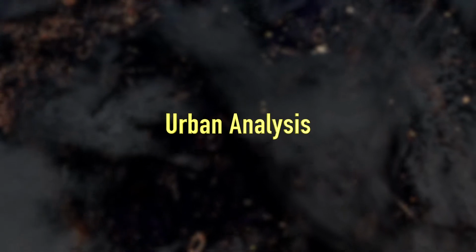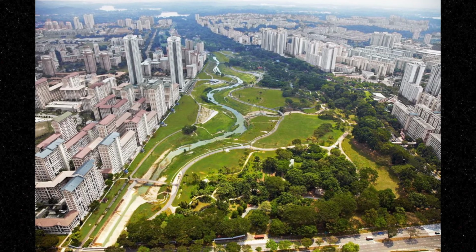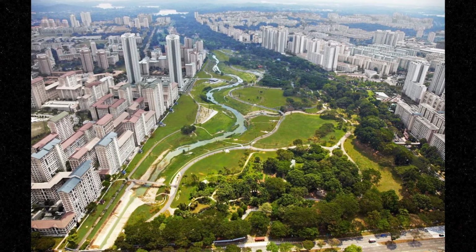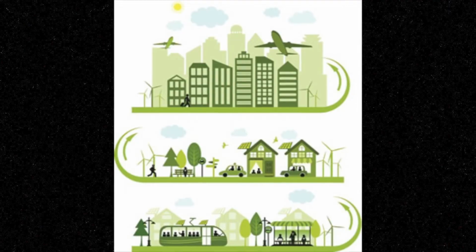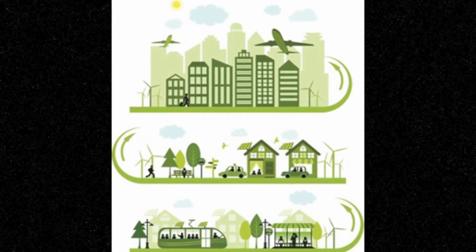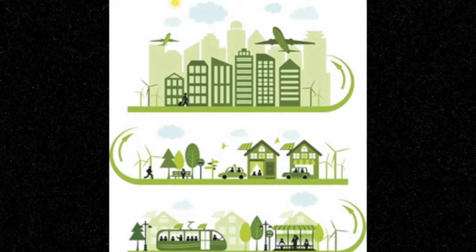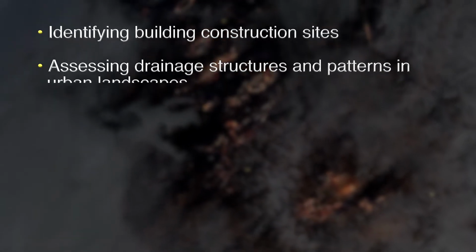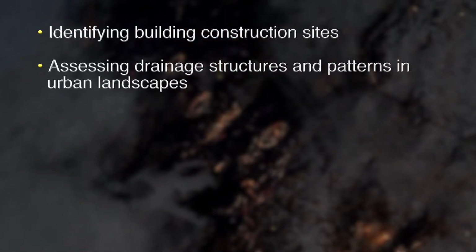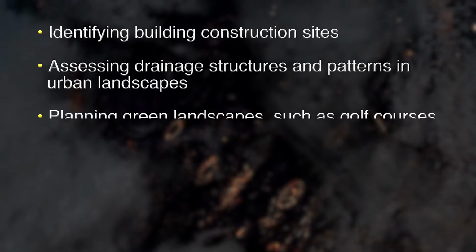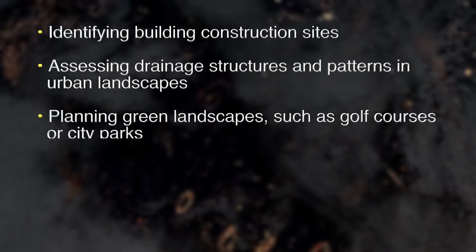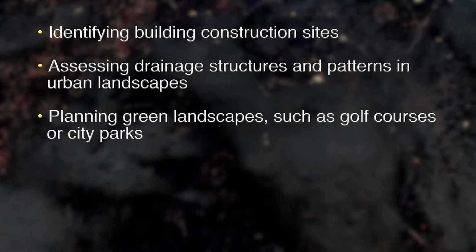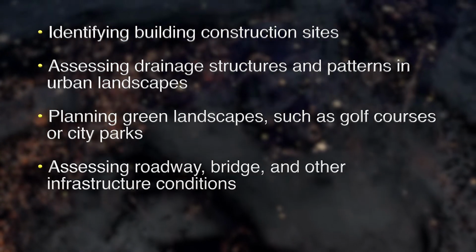Urban analysis. The use of digital elevation models, digital surface models and their derivatives has become commonplace in urban environmental planning and infrastructure assessment. Typical applications include identifying building construction sites, assessing drainage structure and patterns in the urban landscape, planning green landscapes such as golf courses or city parks, and assessing roadway, bridge and other infrastructure conditions.